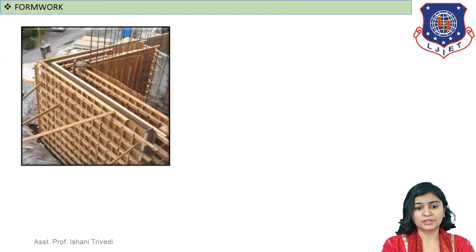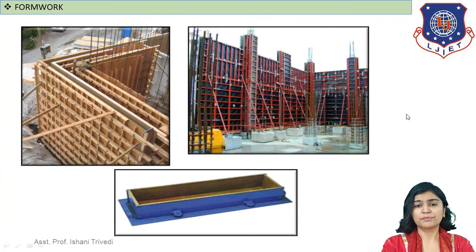Let us move further now. The formwork can be as small as the mold which I have shown here in the bottom picture, and it can be as large as, let us say, for G plus 15. If you are constructing a G plus 15 structure, that is ground floor plus 15 stories, it can be as big as that. It can be as big as a single story with its slab, beam and column, and it can be as small as a mold.